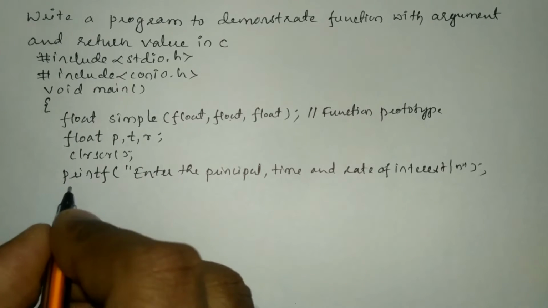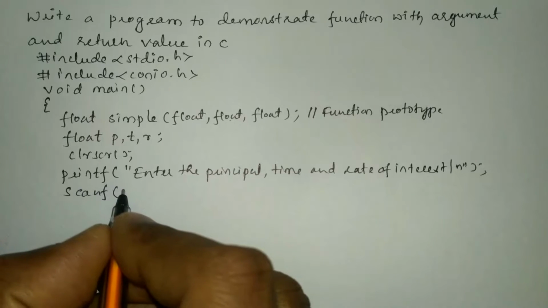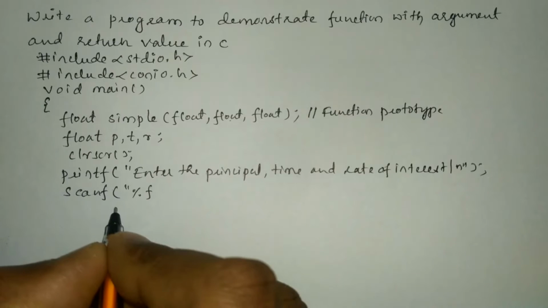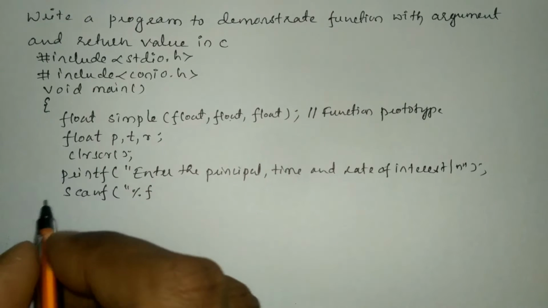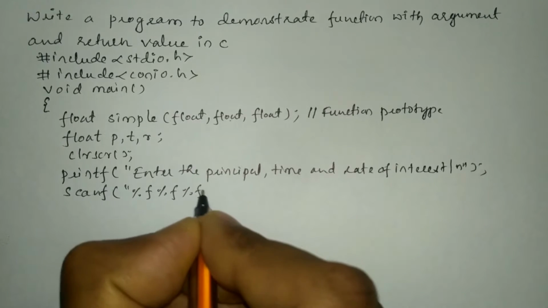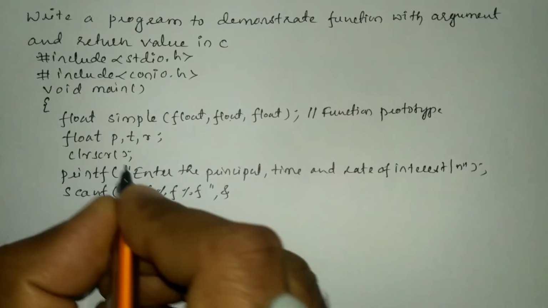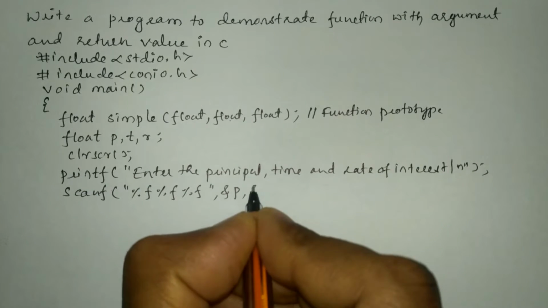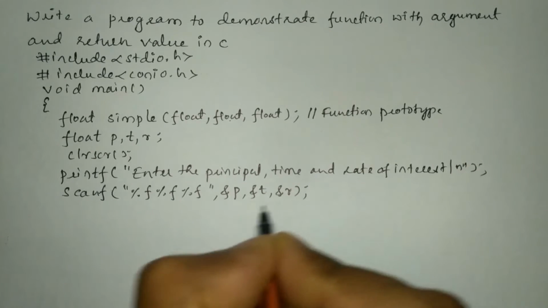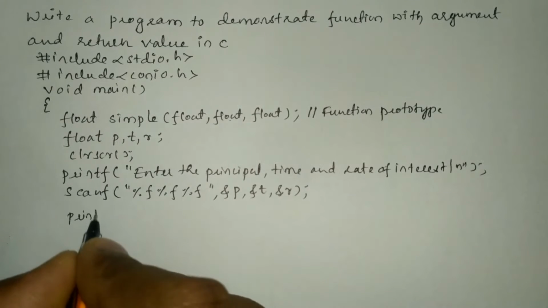So let us receive the input from the user through keyboard using scanf function. So in a double quotation mark I'll write the format specifier %f, because we have taken floating point type of data. So next again %f and %f, end the double quotation mark, put comma. Here we'll use ampersand of p, next comma, ampersand of time t, ampersand of r rate of interest, and put semicolon.